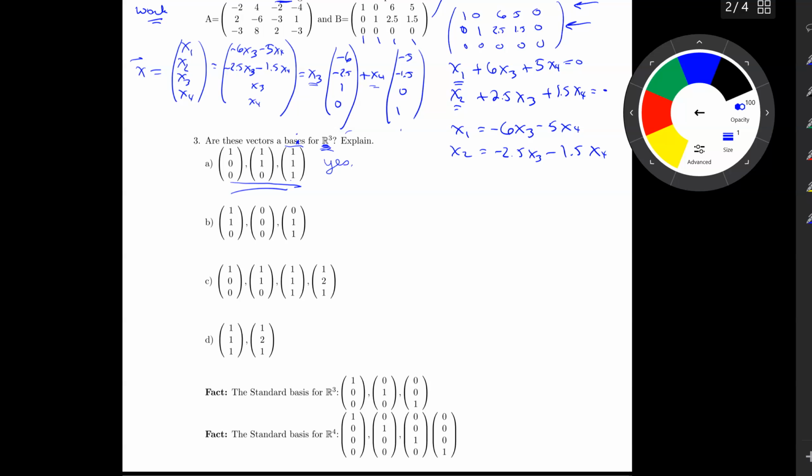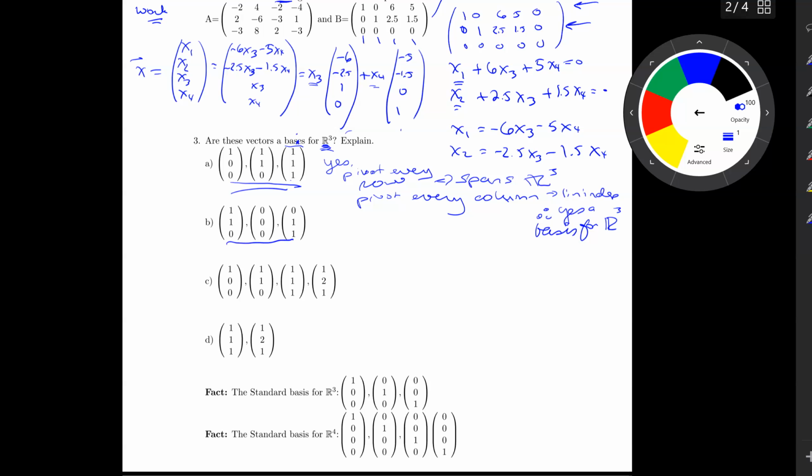So yes, because I have a pivot in every row, that means it spans R3. And I have a pivot in every column. So that means they're linearly independent. So therefore, yes, a basis for all of R3.